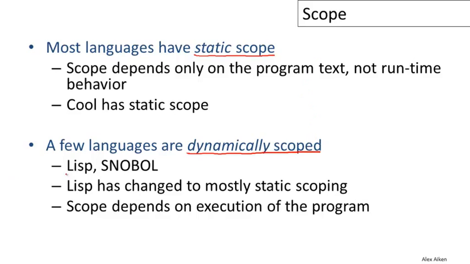But historically, at least, Lisp was an example of a dynamically scoped language, and it has switched in the meantime. This is actually a long time ago now that it changed to static scoping. Another language, which is now mostly of historical interest, it isn't really used anymore, called Snowball, also had dynamic scoping. And the characteristic of dynamic scoping is that the scope of a variable depends on the execution behavior of the program.